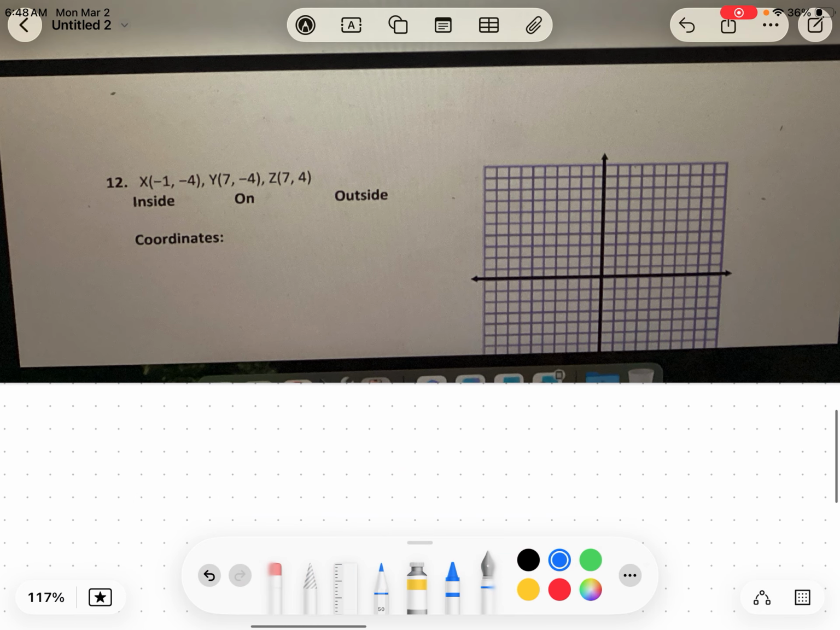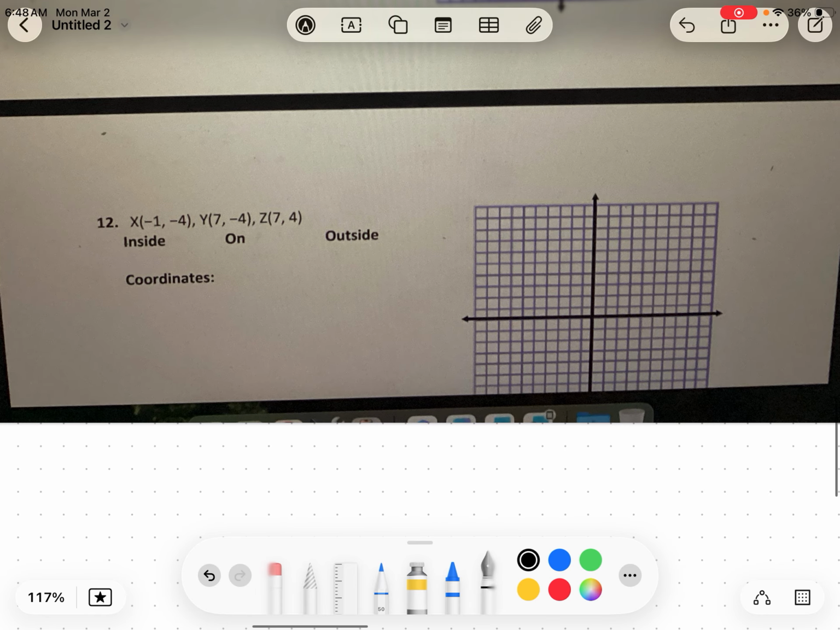Same thing for number 12. 6, 7, down. 4, 7, 1, 2, 3, 4. So when you look at this triangle, hopefully you should figure that out.